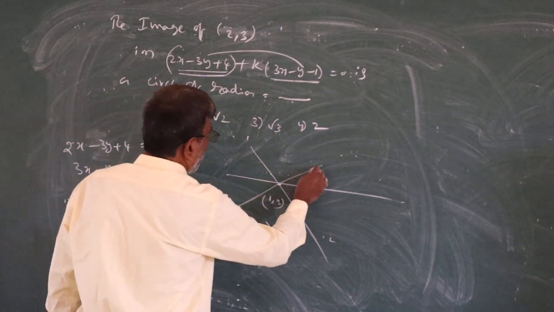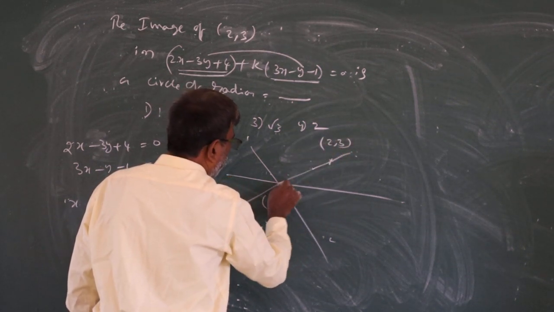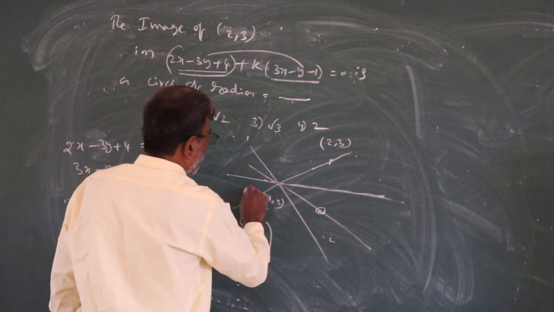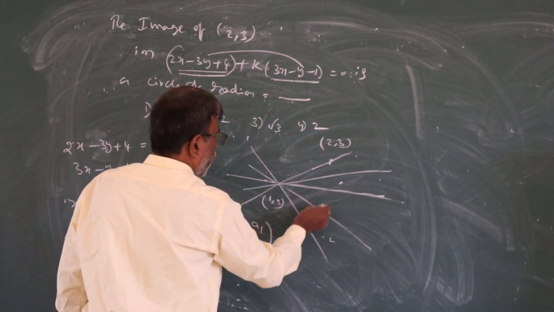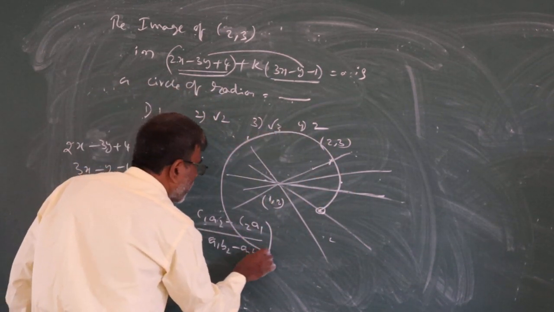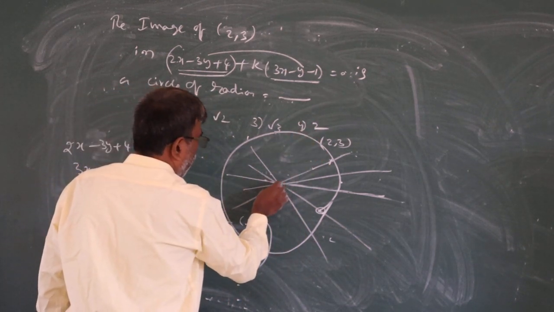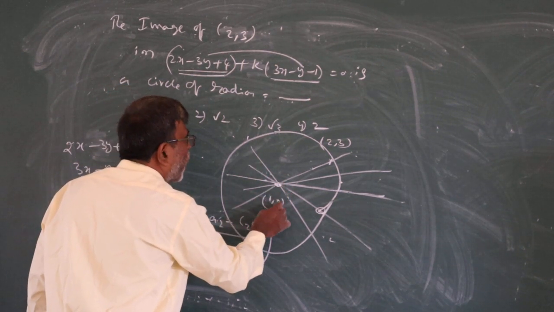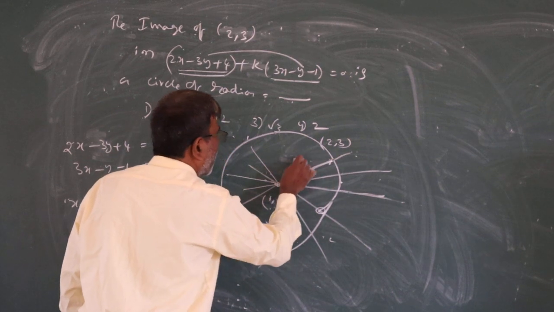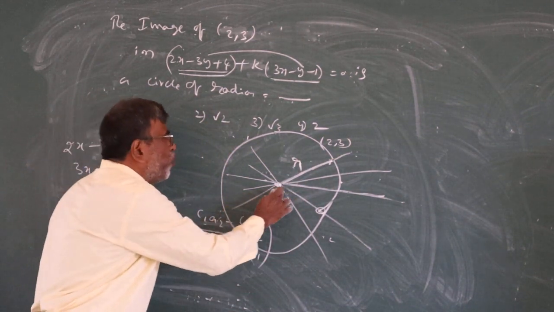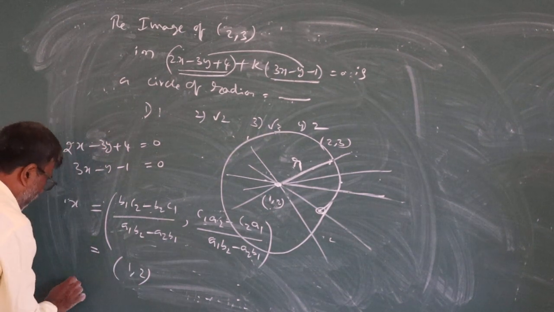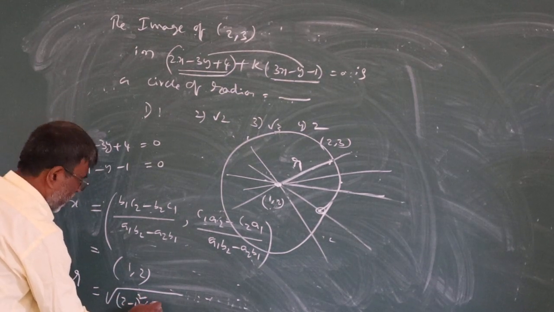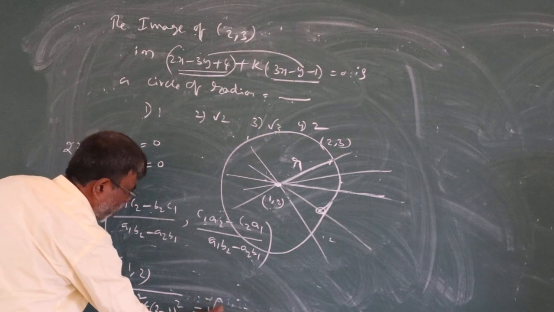Suppose (2, 3) is there. With respect to one line passing through this, the image is like this. Another line is there, and the image is like this. If you join all of them, we will get a circle like this. The locus of all the image points gives a circle with center (1, 2), and the radius is the distance between (1, 2) and (2, 3). R is the square root of (2 - 1) squared plus (3 - 2) squared, that gives root 2.